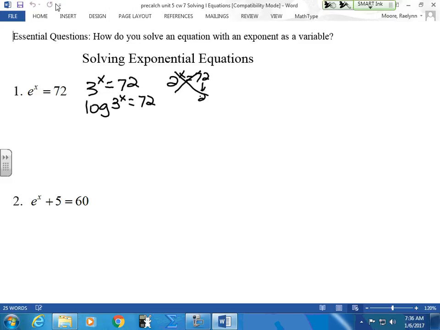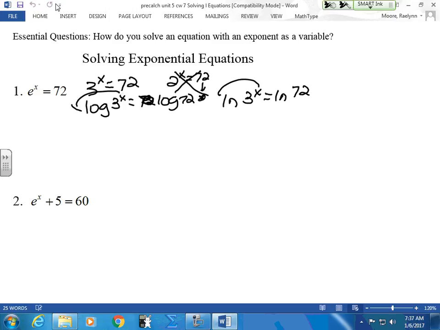Or instead, you could put ln on both sides. It doesn't matter. For ln, you can use it for everything. When it's an e, you have to use ln. But ln you can use all the time. Most college books will always use ln. Now, I can bring down my exponent.